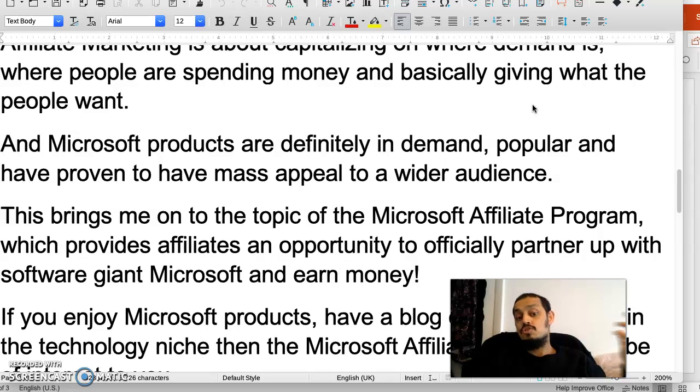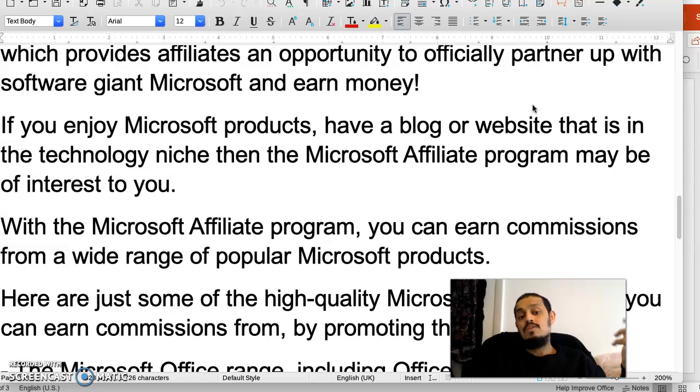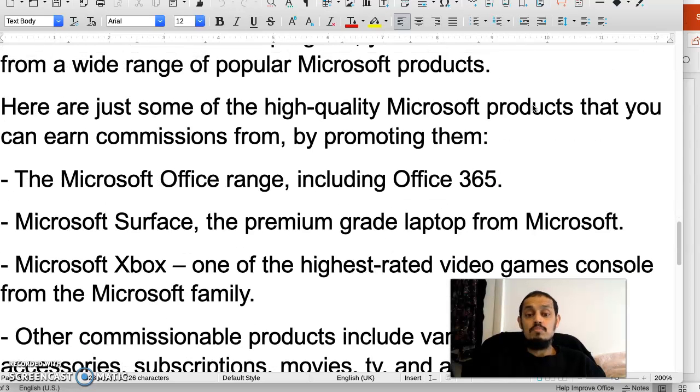This brings me onto the topic of the Microsoft affiliate program, which provides affiliates an opportunity to officially partner up with the software giant Microsoft and earn affiliate commissions promoting Microsoft products. So if you enjoy Microsoft products, and you have a blog or a website in the technology niche, then the Microsoft affiliate program may be of interest to you. With the Microsoft affiliate program, you can earn commissions from a wide range of popular Microsoft products. Here are just some of the high quality products that you can earn commissions from.